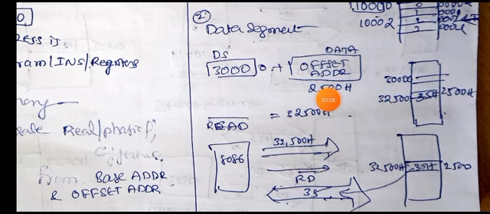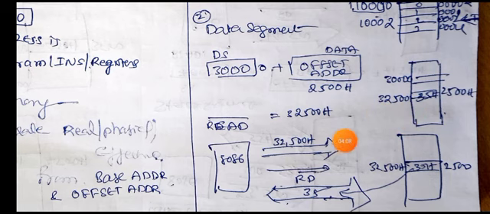This 2500H offset address is added to the data segment register having 3000 only. After padding 0, it will become 30,000. 30,000 plus 2500 will become 32,500. So the data segment starting address is 30,000, and only 3000 is stored in the data segment register. So 0 is padded. After padding 0 to the data segment register, the offset address is added. Then it will produce the 32,500 physical address.